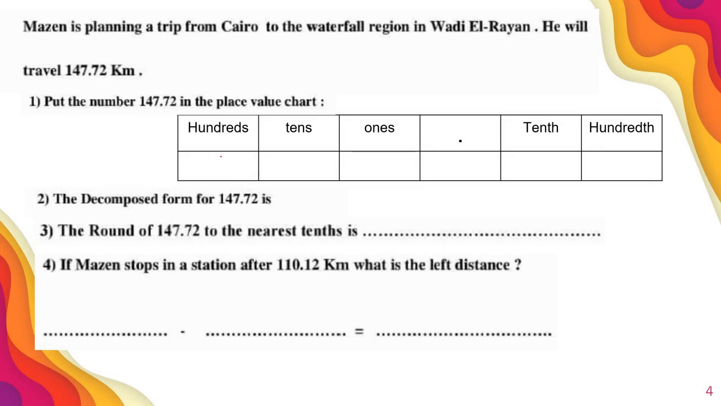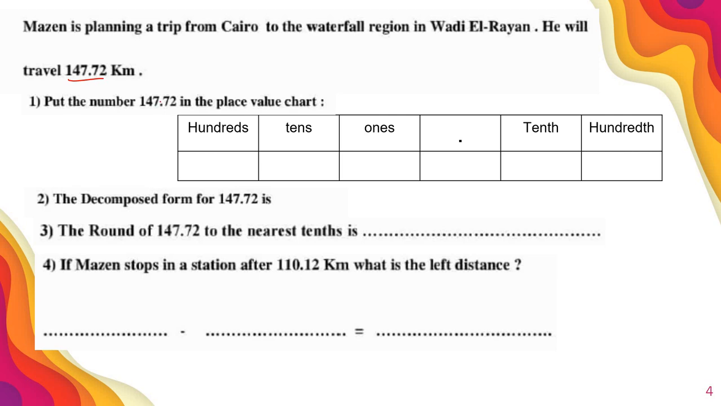Now here I have the third model. Mazen is planning a trip from Cairo to the waterfall region in Wadi Rayyan. He will travel 147.72 kilometers. Put the number 147.72 in the place value chart.